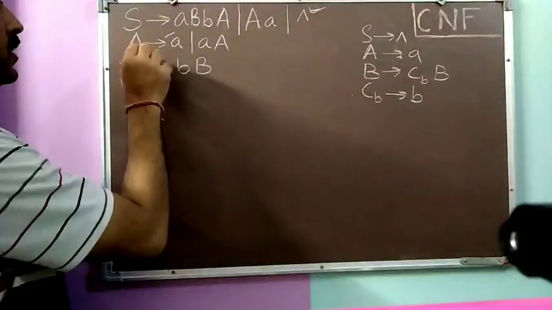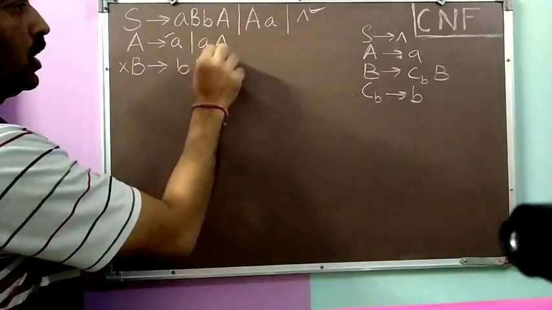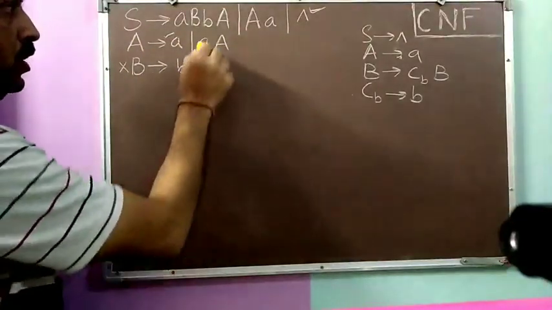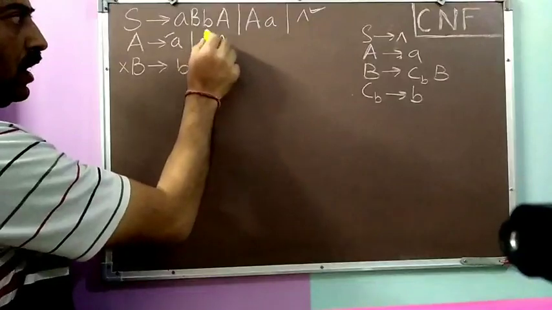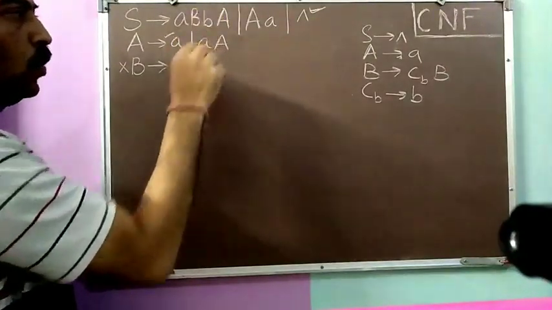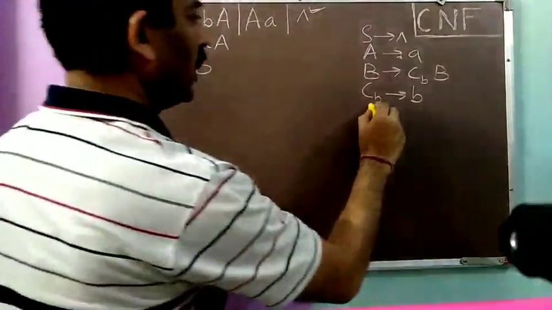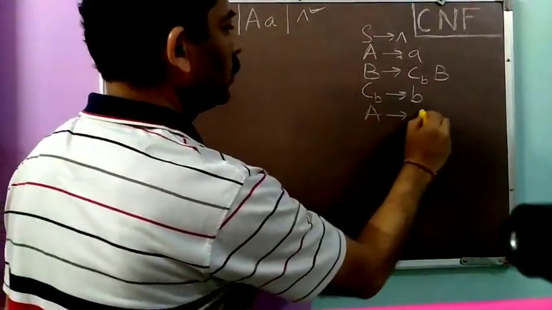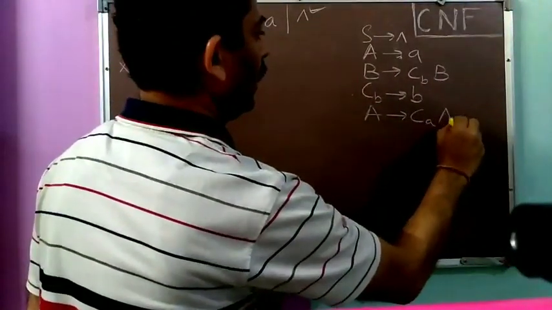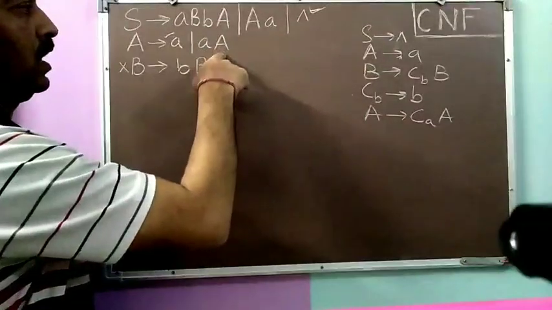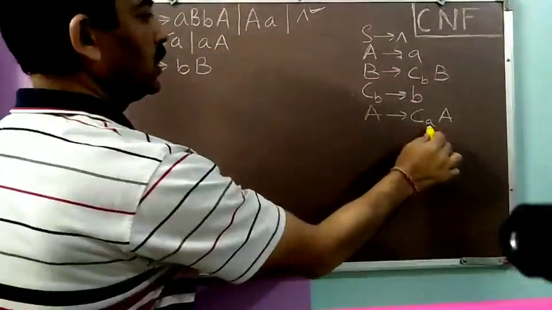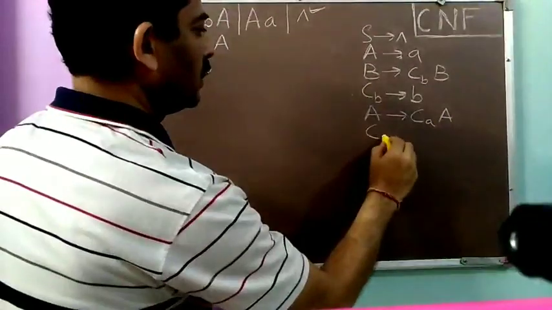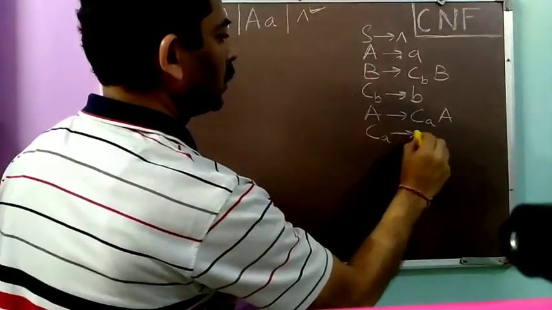Now I will be considering A to aA. This one. I will replace this small a by a new variable, say CA. So I will be introducing here A to CA A, in place of small a I have introduced CA. And then CA to a.